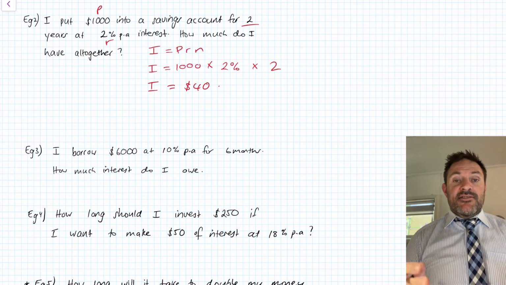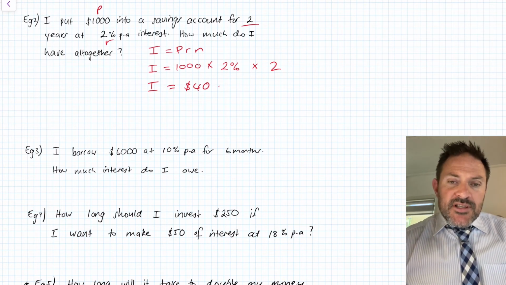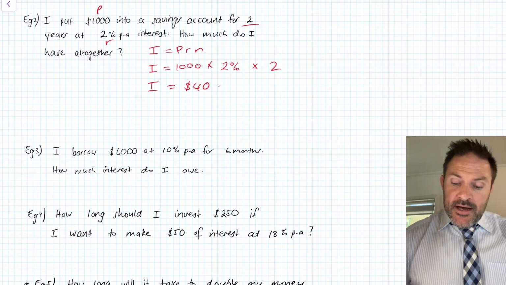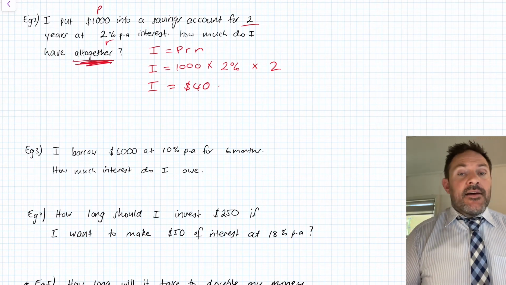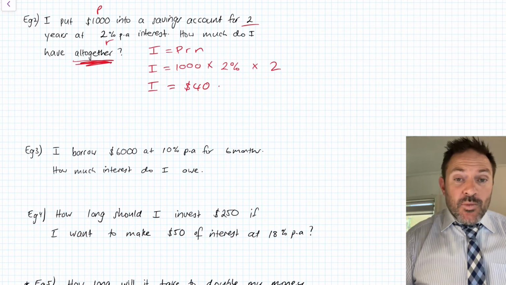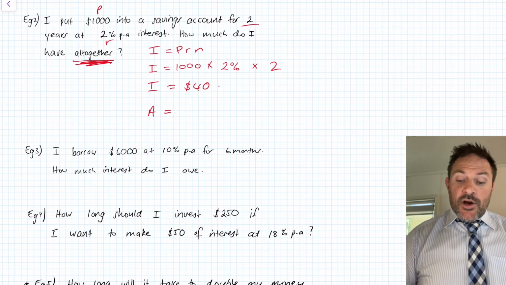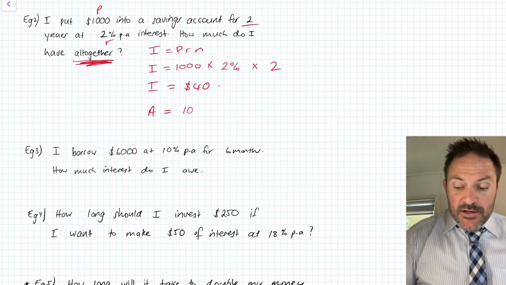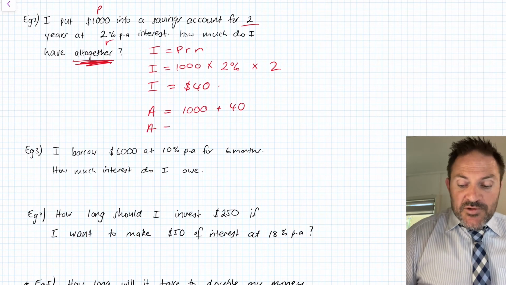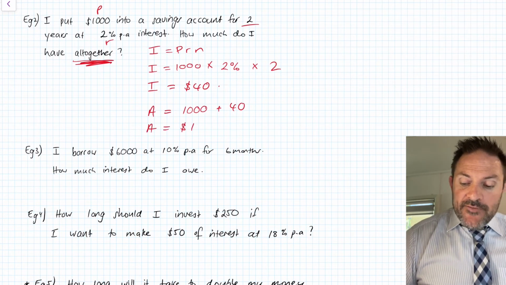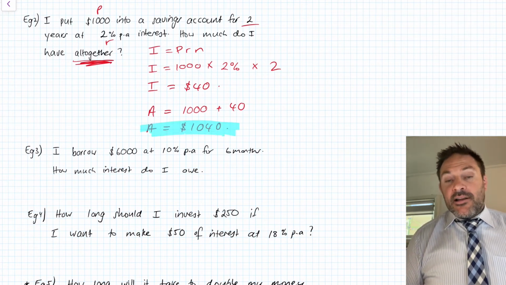Now I go back to the question and say, yep, beautiful, answer my question. Just double check things. Did it ask for the interest or the whole amount? How much do I have altogether? Okay, important. It doesn't want the interest, it wants the final amount. So I started with $1,000, that's my P value. I'm adding on the interest, which means in total, I have $1,040. Now that is my final answer.